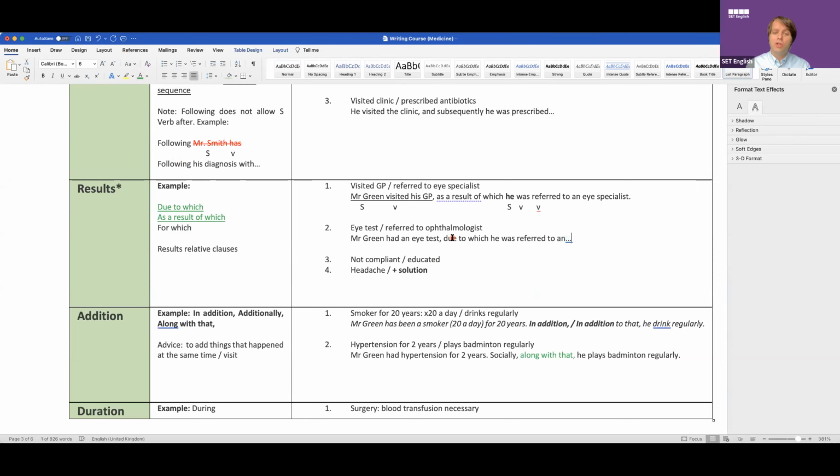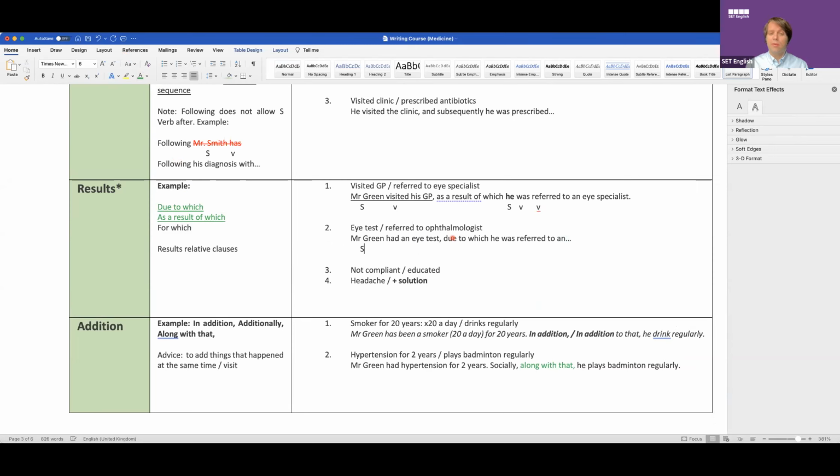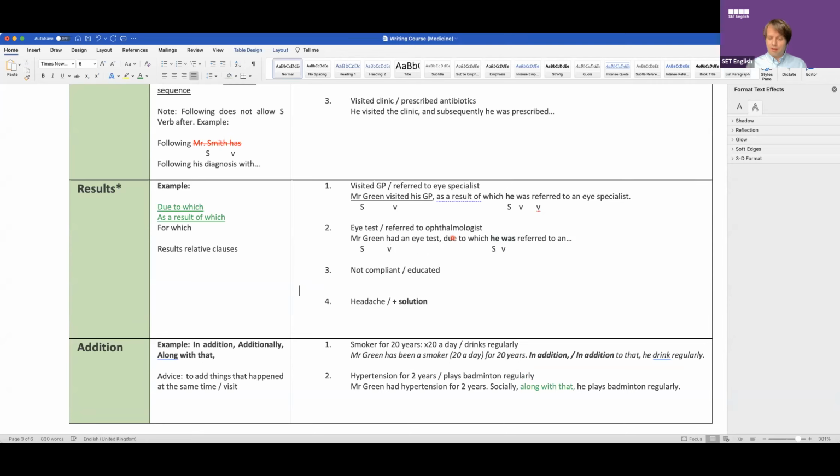Now, look at the structure again. We've got the subject. Where's the verb? Had. Okay. And is there another subject? Where's the second subject here? He. Okay. I know it's the same person, it's the same man, but it doesn't matter. You need to say it. Okay, let's try one together, guys. Not compliant, educated by specialist, not by dietitian. This is you now, guys.